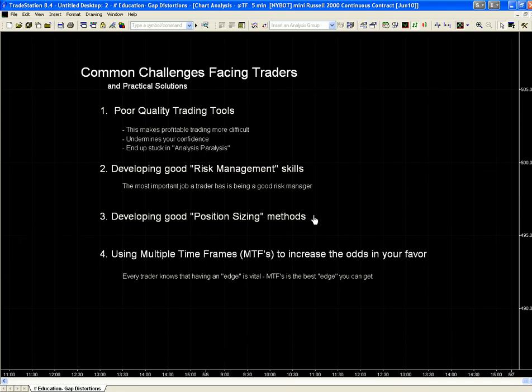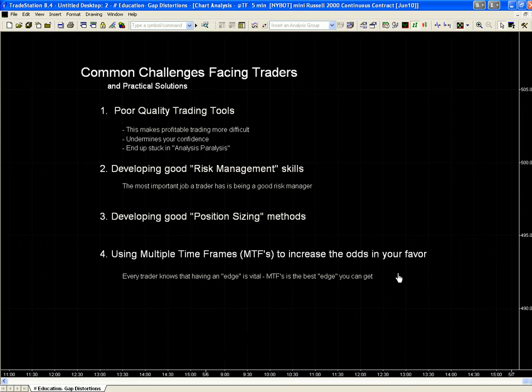Number 3 is developing good position sizing methods, because this is a critical aspect to risk management and to maximizing your profitability without exposing yourself to more risk. The last one is using multiple time frames to increase the odds in your favor. Every trader knows that they need an edge, and that's vital to their trading success. And yet, did you know that multiple time frames is the best edge you can get?